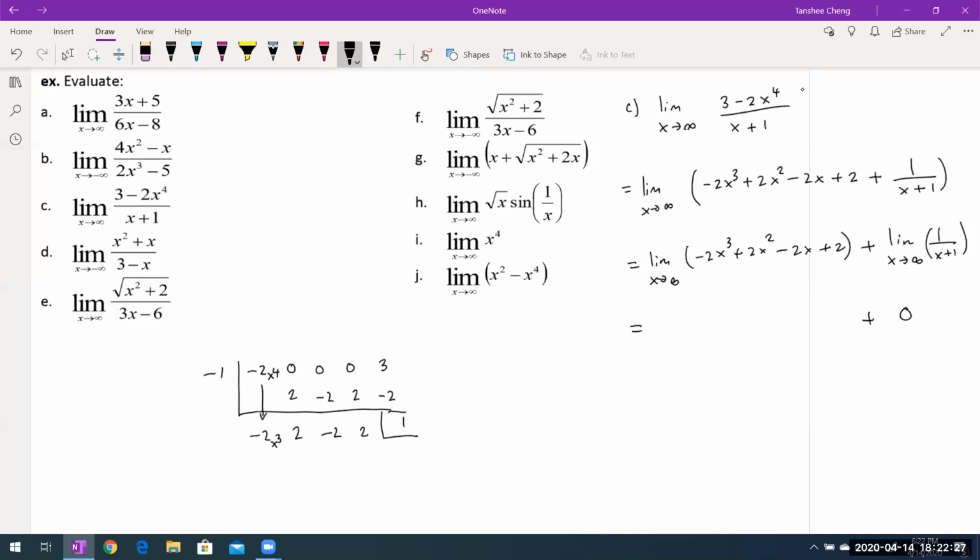And with the leading coefficient negative, my end behavior is going to be going like this as x is moving around. So therefore, as x approaches positive infinity, my function value will be what? Going to negative infinity. So I can see that this limit is going to negative infinity. Therefore, negative infinity plus 0, we are going to what? Negative infinity. So this is basically going to negative infinity.